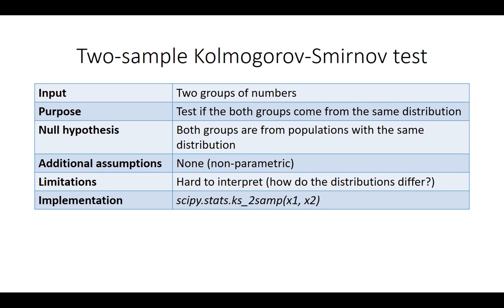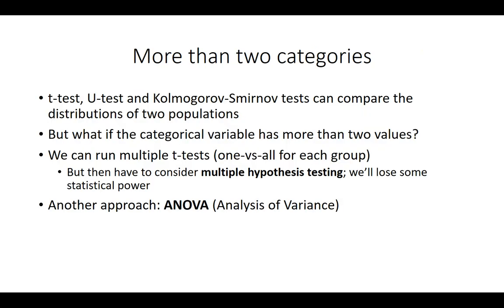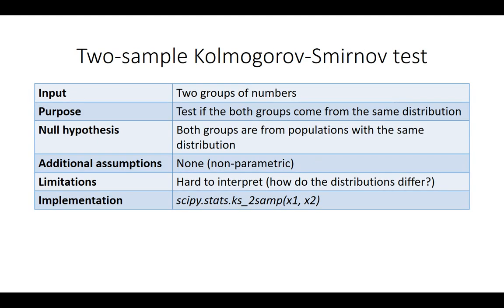If you want to use it, use the ks2samp function, which again, you give it the values of one group and the values of a different group, and you get a p-value. And yeah, questions?